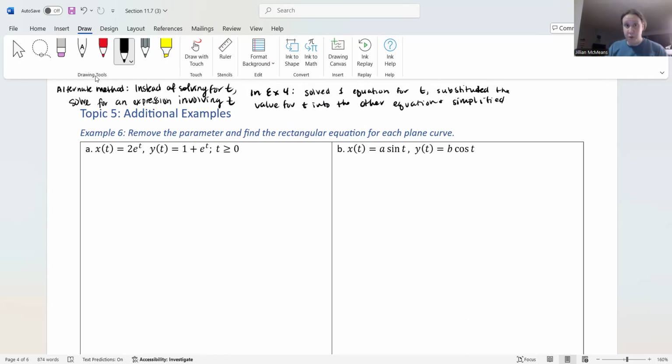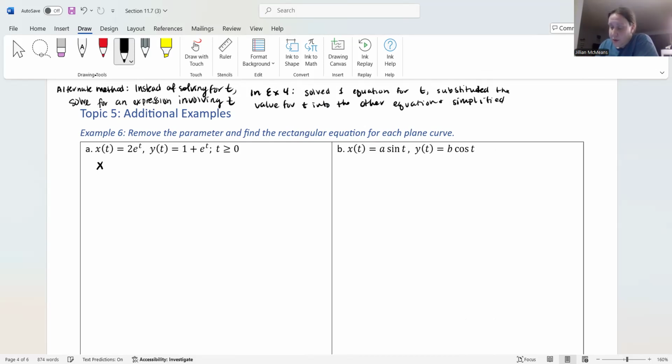So again, we're going to remove the parameter and find the rectangular equation for each plane curve. We have x of t equals 2 times e to the t power, and y of t equals 1 plus e to the t power, and t has to be greater than or equal to 0. Don't let the e's freak you out. It's just a number. You've dealt with exponential equations at some point in your algebra career. Instead of trying to solve for t, which would involve log stuff, we're not going to do that.